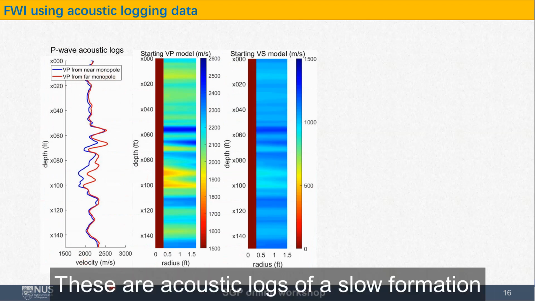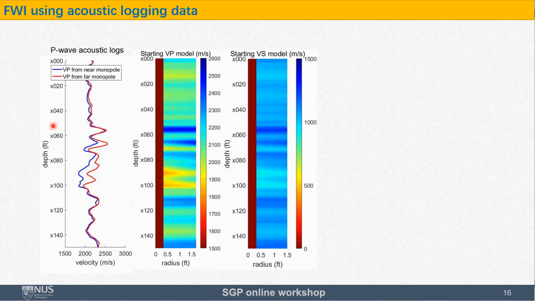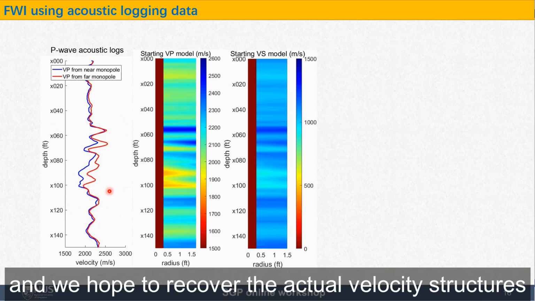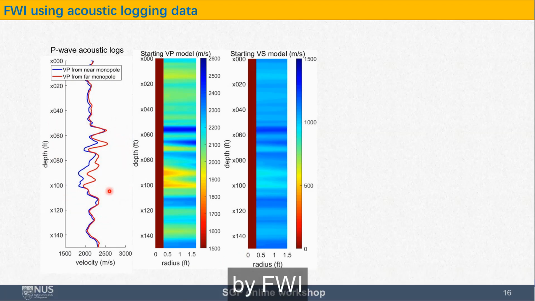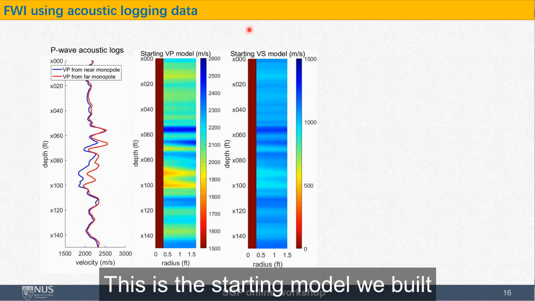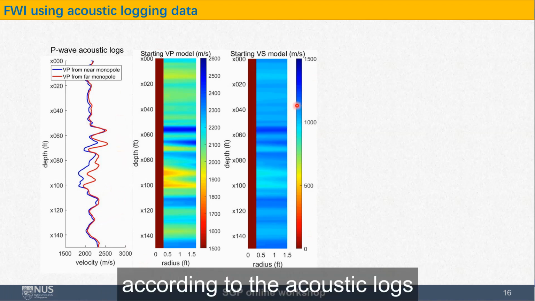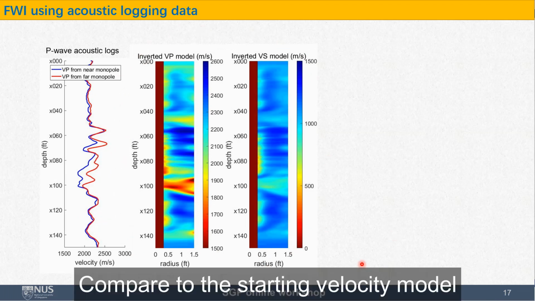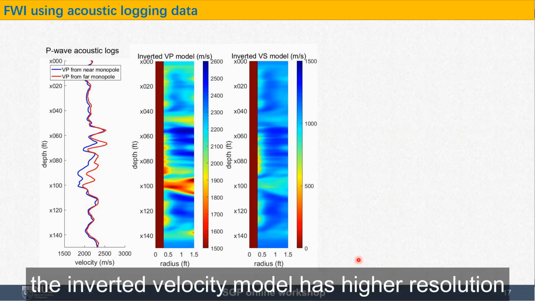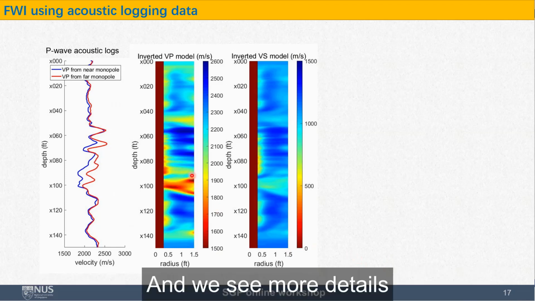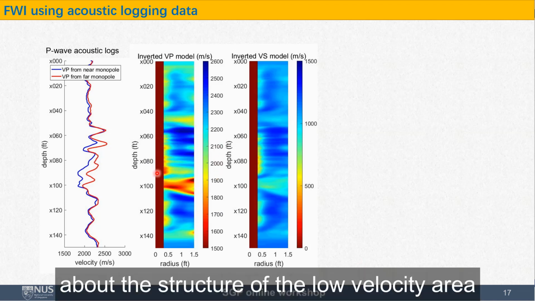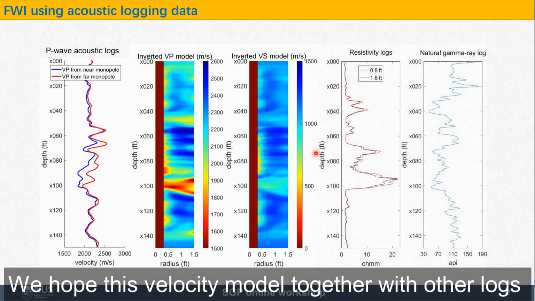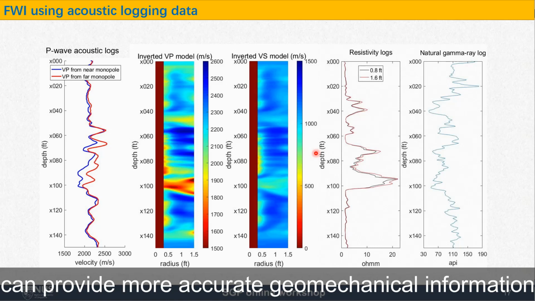These are acoustic logs of a slow formation. We notice the highly possible velocity variation around the borehole, and we hope to recover the actual velocity structures by FWI. This is the starting model we built according to the acoustic logs, and this is the inverted result. Compared to the starting velocity model, the inverted velocity model has higher resolution, and we see more details about the structure of the low velocity area. We hope this velocity model, together with other logs, can provide more accurate geomechanical information.